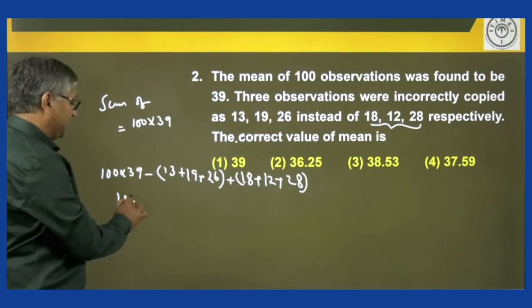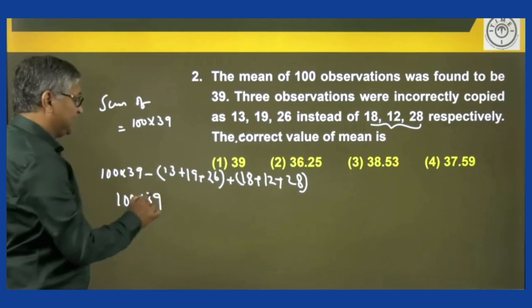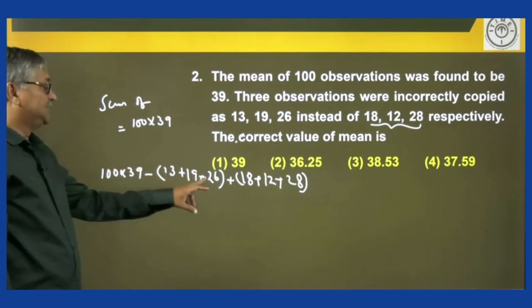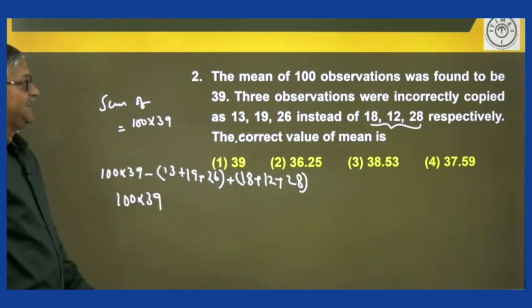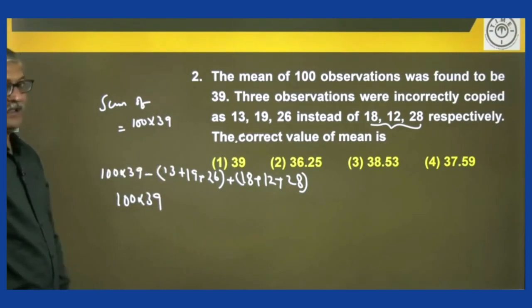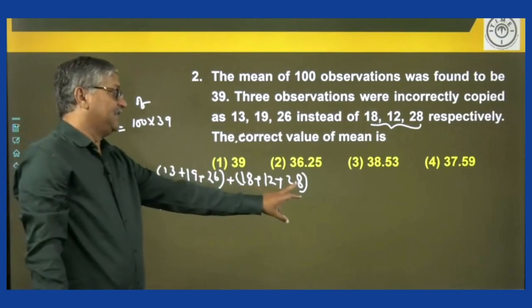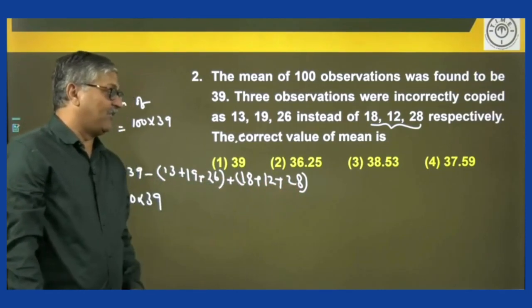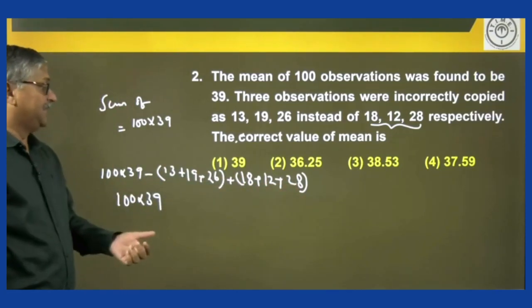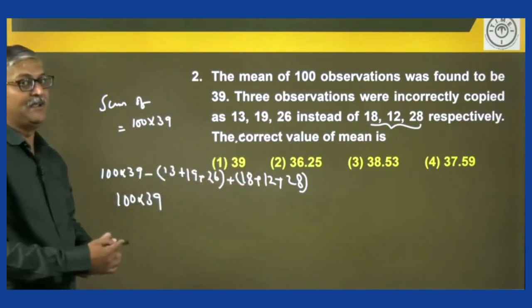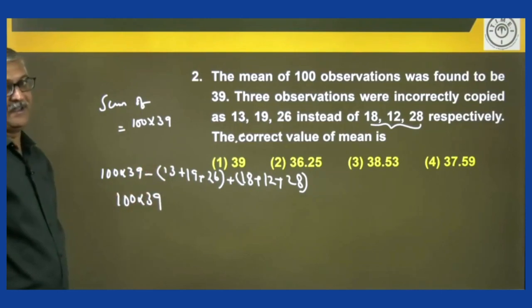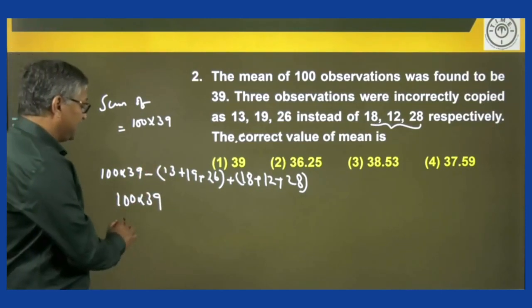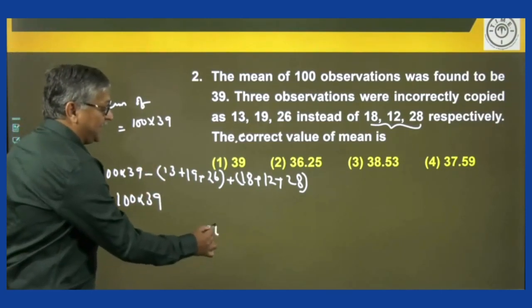100 into 39. Let us observe this value. 19 plus 26 is 45, 45 plus 13 is 58. And the correct sum, 12 plus 28 is 40, plus 18 is 58. So 58 minus 58 becomes 0. So the total sum is not affected, again 100 into 39. So what is their arithmetic mean? Simply we divide by 100, so it is 39.